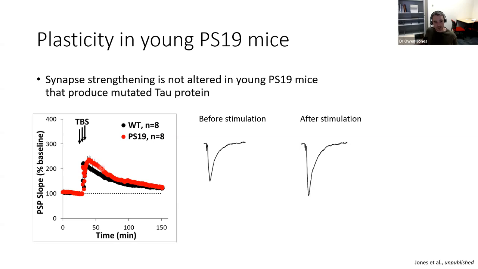By the end of the experiment, they're on a par with their wild-type counterparts. But this is very different to what people see later on in life. So I thought for a second, well, that's potentially a bit disappointing. I was hoping to see some kind of change early on that might hint at what was happening later. But then, just completely through serendipity, we came across a very unexpected finding.